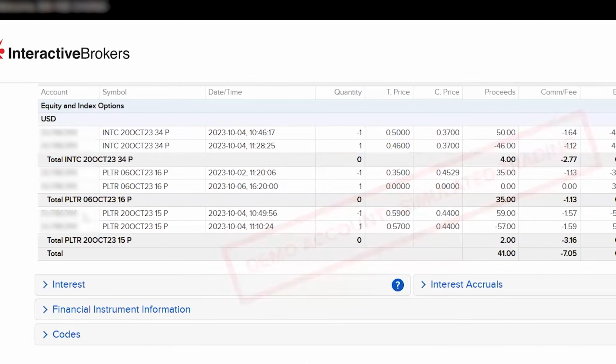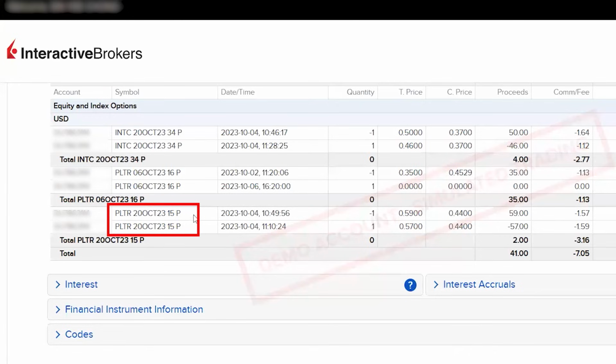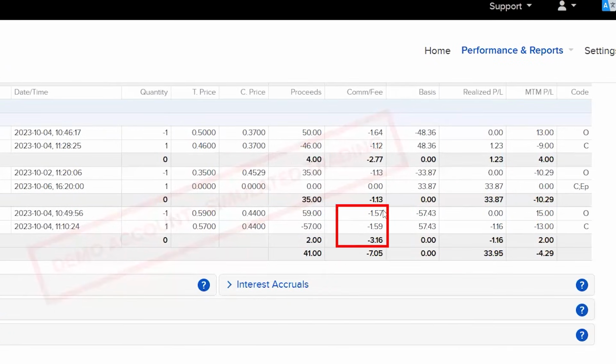Similarly for the Palantir that was closed, initially we gained $59 of premium. That means we collected it when we sold the put option, but then we realized our mistake and wanted to buy back the position. So we had to pay 57 of premium to buy back the position. This is the difference between these two trades. However, for these two trades, there's a commission fee applied. This is the commission that we paid. So in short, for this trade, there's actually a minor loss of $1.16.